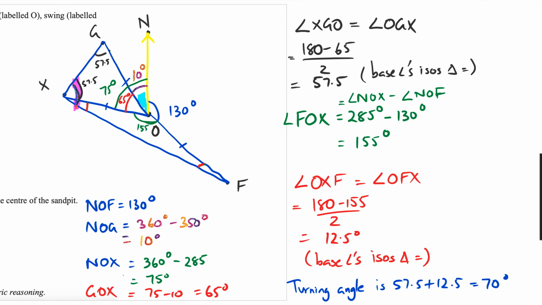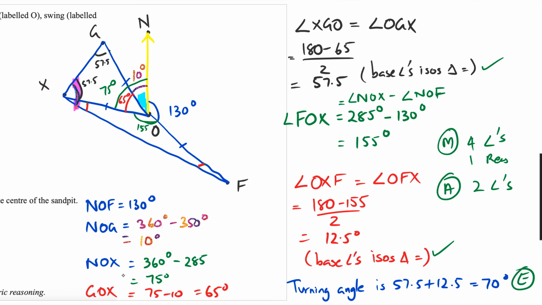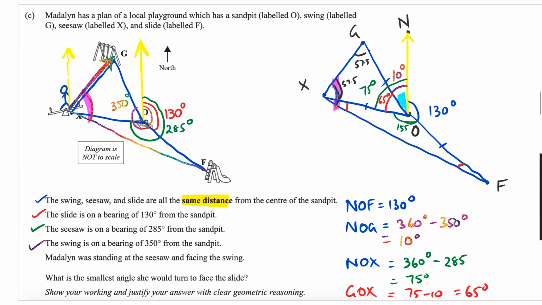Yeah, quite a nasty looking question, but in fact, it's not too bad once you actually get through it. So the final answer gets you excellence, but you've got to have the two reasons. And then for merit, you need 4 angles correct with 1 reasoning. And then for achieved, you need 2 relevant angles correct. All right, guys, that's it for this question. And let's go to the next one.